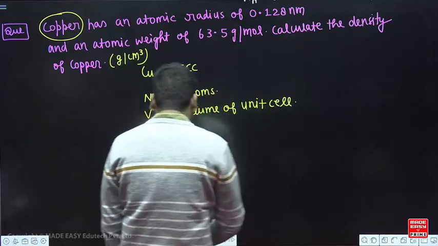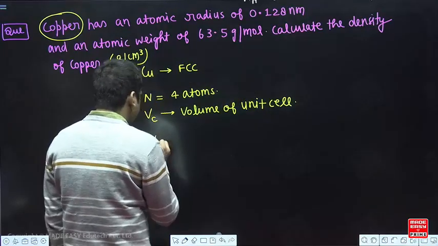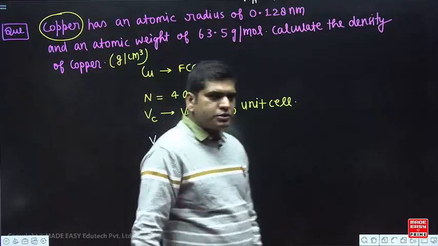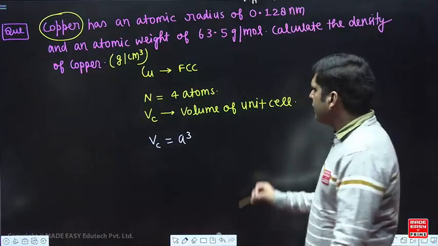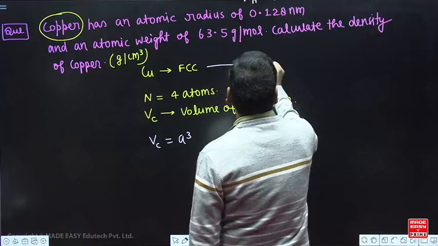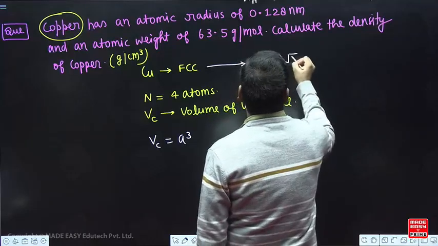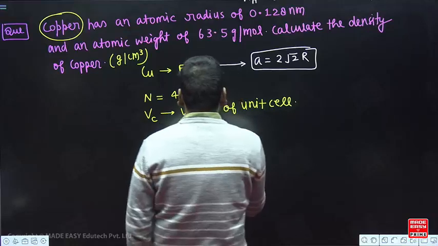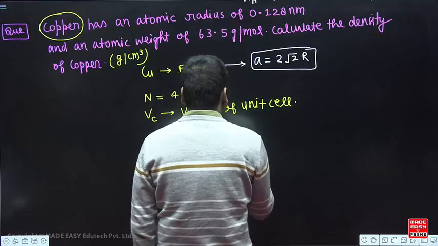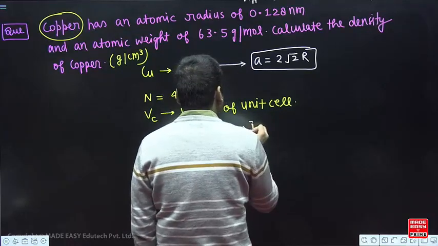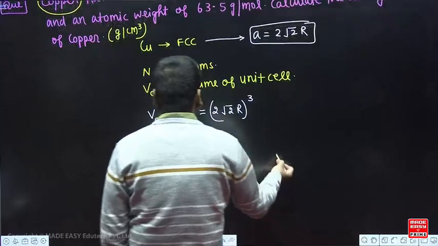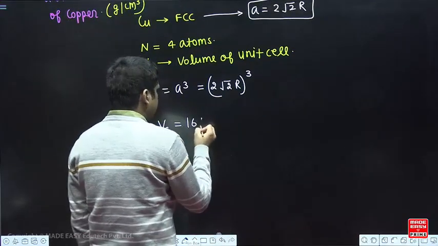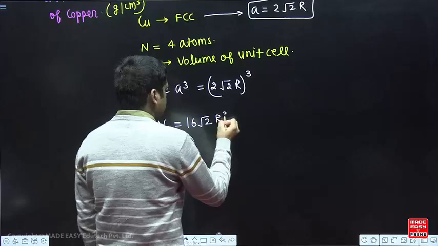FCC is a cube. So volume of cube is what? A cube. But A is not known to us. Don't worry. For FCC, you know the relationship between A and R. A is 2 root 2 R. Put this value. So we have (2 root 2 R) cube. So volume of FCC unit cell, Vc, is 16 root 2 R cube.